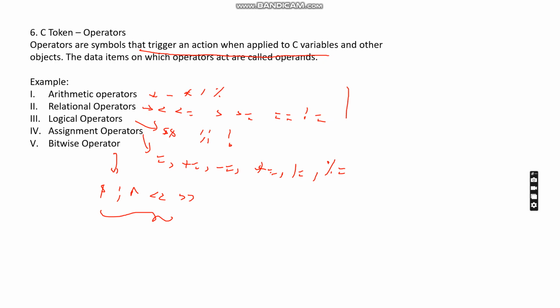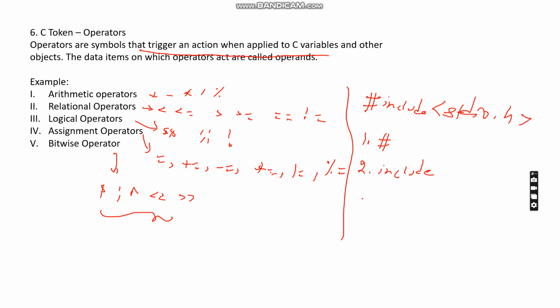For example, I wrote the code like this one. Hash include stdio.h. I wrote one single line here. In this case, the hash symbol is the first token. The second token is the include word. The third token is the less than symbol. The fourth token is stdio. The fifth token is the dot symbol. The sixth one is the h, and the seventh one is the greater than symbol. All these are the tokens here.